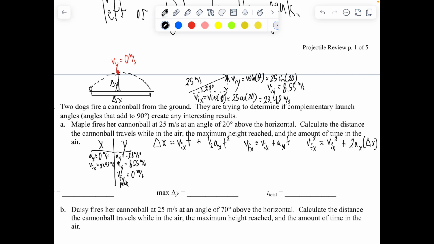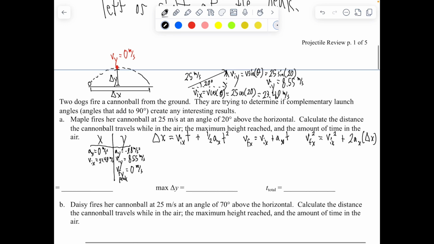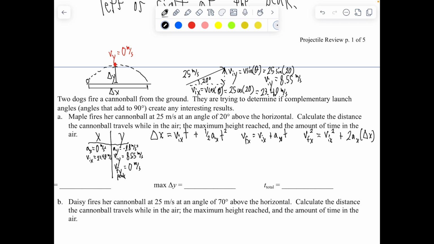So those are our equations. Let's pick which one to use. Here it doesn't really matter what we're solving for first. You have three variables, the acceleration, initial velocity, and final velocity at the peak. You can use those three variables to either solve for your time at the peak or your maximum delta y. Let's go through and let's solve for our time to start. To do that, we are going to use our equation right here.